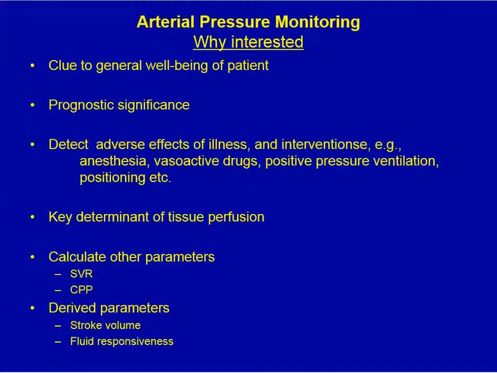So why are we interested in arterial pressure monitoring? To get a general opinion of the well-being of the patient. It's of prognostic significance. It helps to detect adverse events. It's obviously a key determinant of tissue perfusion. We use it to calculate other parameters like systemic vascular resistance and cerebral perfusion pressure, and to derive other parameters.